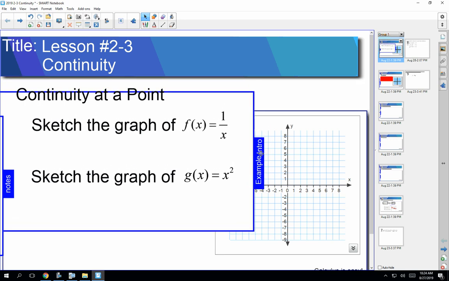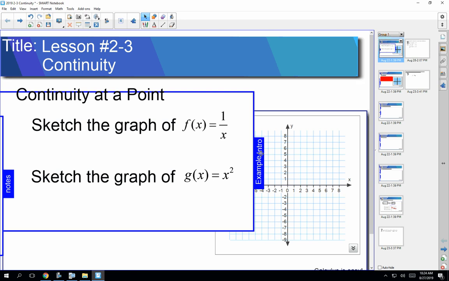So the graph of 1 over x, do you remember what that looks like? Where is its vertical asymptote? Where are its two branches? What quadrants are its branches in? First and third, yeah. Vertical asymptote at x equals 0. So 1 over x is discontinuous at one place in the domain of all real numbers. It's discontinuous at x equals 0, right?